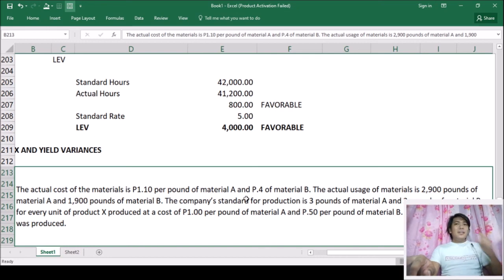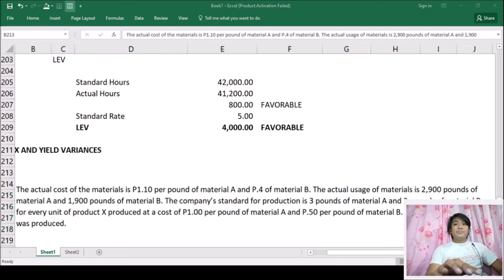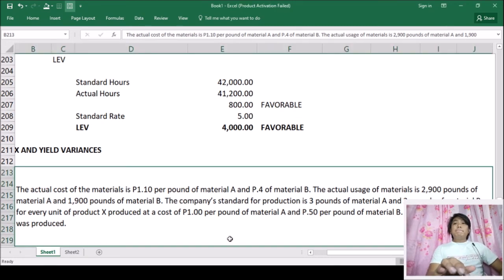Okay? That's the actual cost. And then, the actual usage of material is 2,900 pounds sa material A and 1,900 sa material B. The company's standard cost for production is 3 pounds of material A and 2 pounds of material B. Okay? For every unit of product X produced at a cost of 1 peso per pound of material A and 0.5 per pound of material B, 1,000 units of product X was produced.